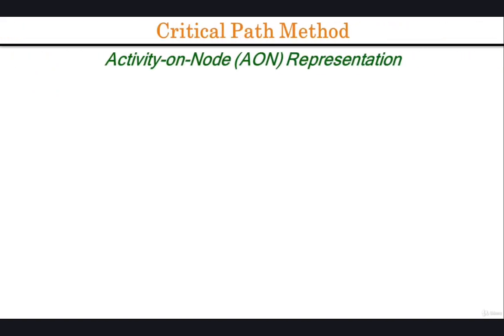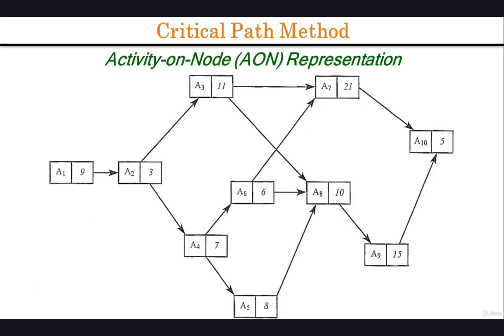In the activity on node representation, nodes correspond to project activities and arrows correspond to precedence relationships, with an arrow going from the input providing activity to the corresponding dependent activity. To create an activity on node representation of a project, we start with the activity that requires no input. In our case, that is activity A1. We then work our way through the dependency matrix, mimicking the evolution of the project.